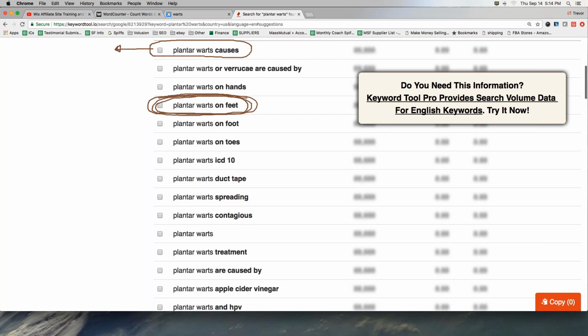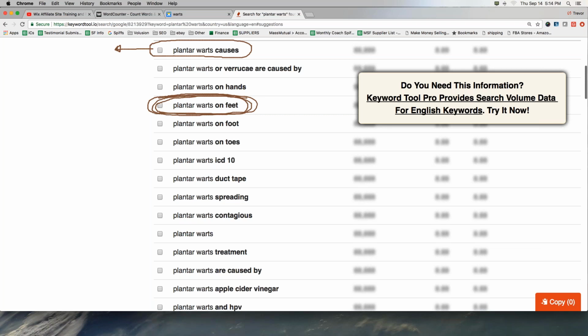Sure, could be an athlete. You know what's tough about this one is it's hard to say, isn't it? All we know is that they want to know about plantar warts on feet. They don't say specifically if they want to know causes or if they're looking for solutions. What if they're just looking for pictures, right? What if it's a college student looking for pictures to use in a report?